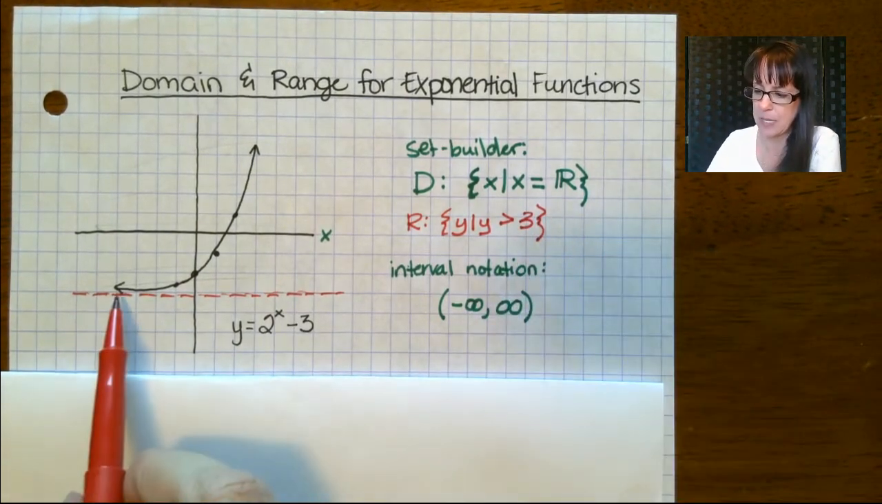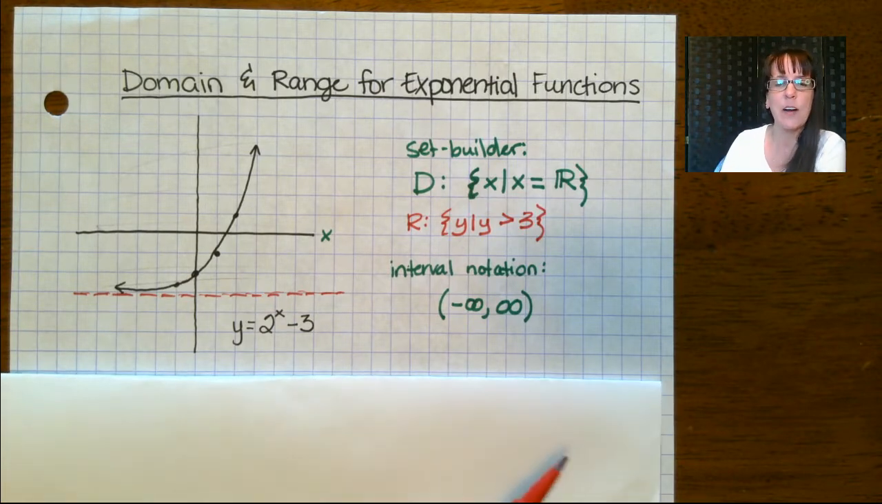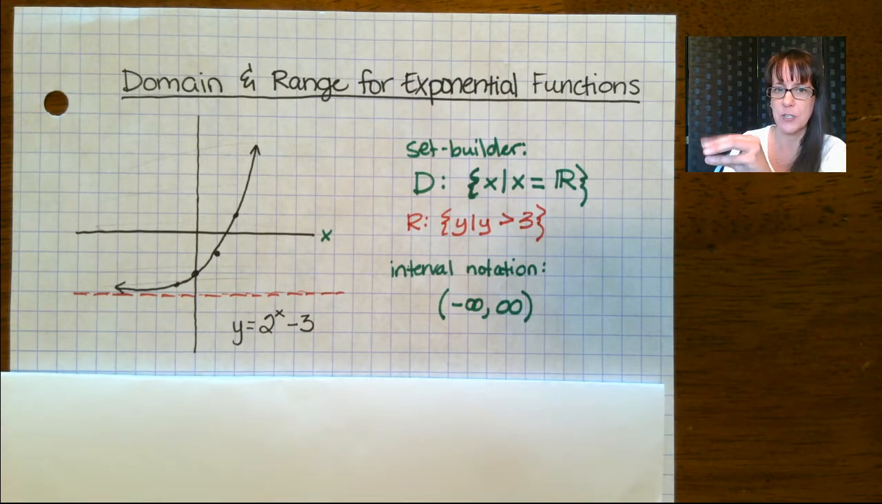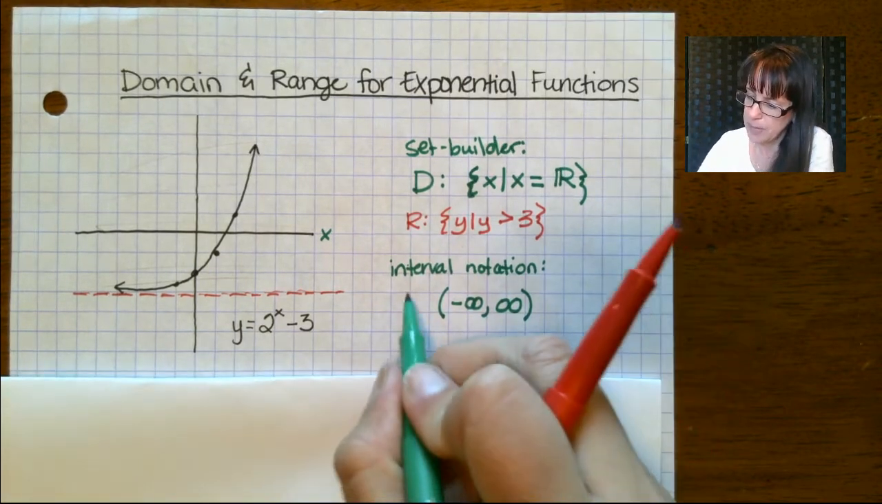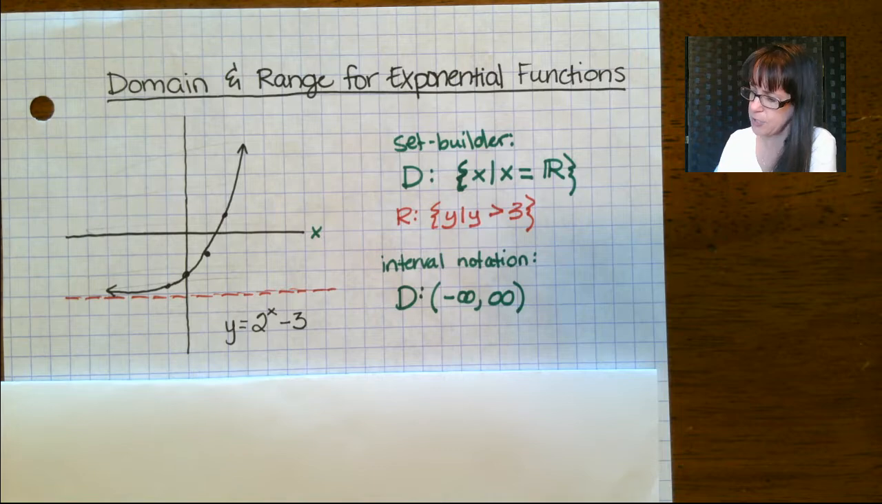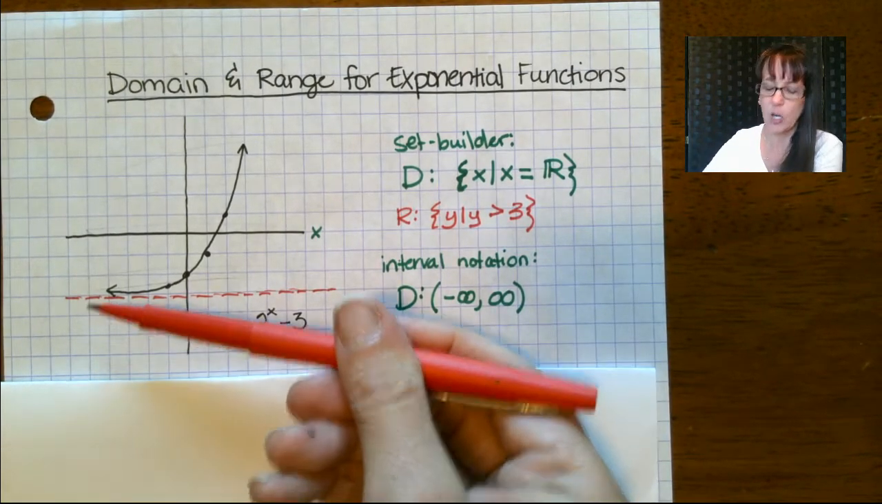Can't be equal to 3 because this is an asymptote, so it's getting really close, but it's not going to cross it. Now, in terms of thinking about domain and range, let's do our interval notation. Let me write that down as our domain. And then for our range, we've got everything greater than -3.